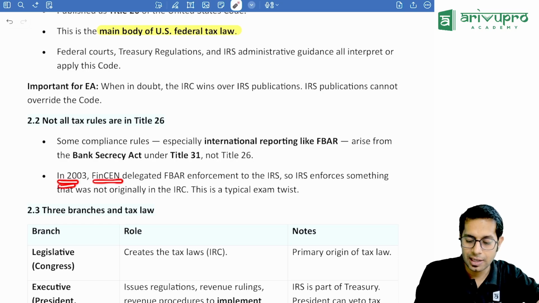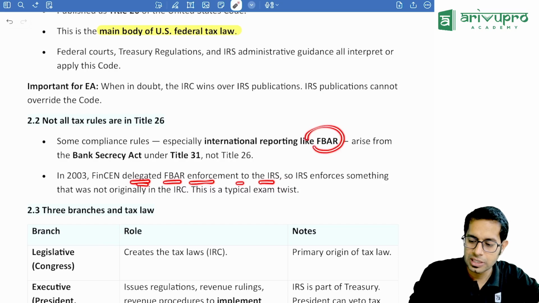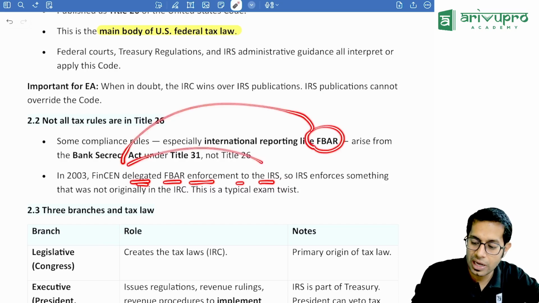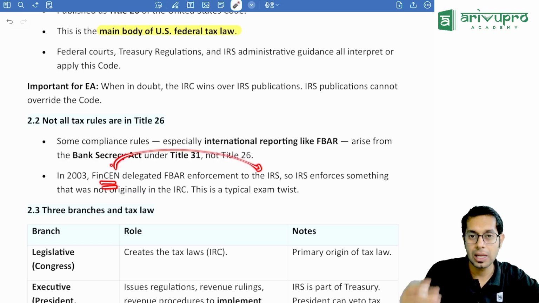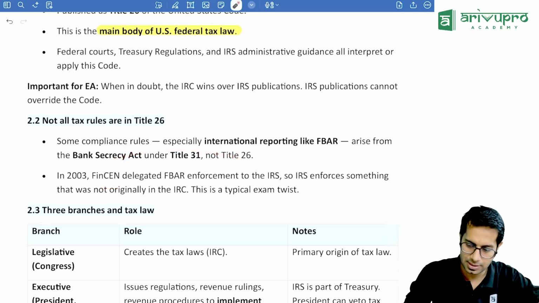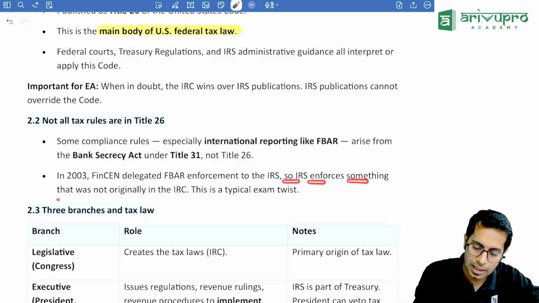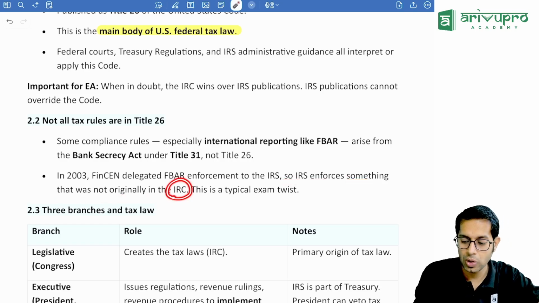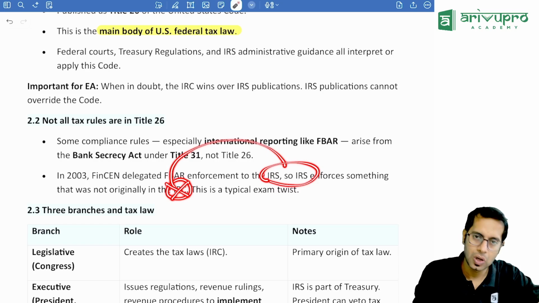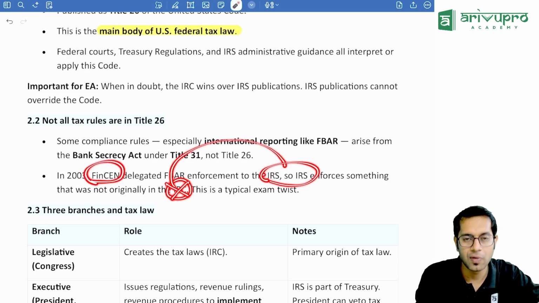In 2003, FinCEN delegated FBAR enforcement to the IRS. So about this FBAR reporting, it was FinCEN who delegated the power to whom, sir? IRS. You check the reporting, because we may not be able to check. So you check the reporting which will be done while filing your income tax returns. So IRS enforces something that was not originally in the IRC. It was never part of the IRC, but still IRS is regulating it because that power is delegated to them.